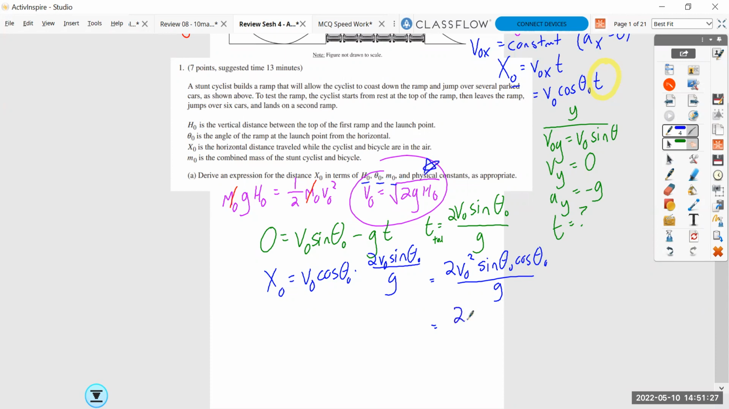It's going to be 2gh0. And so now I'm going to do a little bit of canceling and simplifying. Hey, look, my g goes away, so it actually doesn't matter what gravity is in this case. And I end up with my final answer here, that my distance x0, I'll write it over here, is 4 h0 sine theta 0 cosine theta 0.